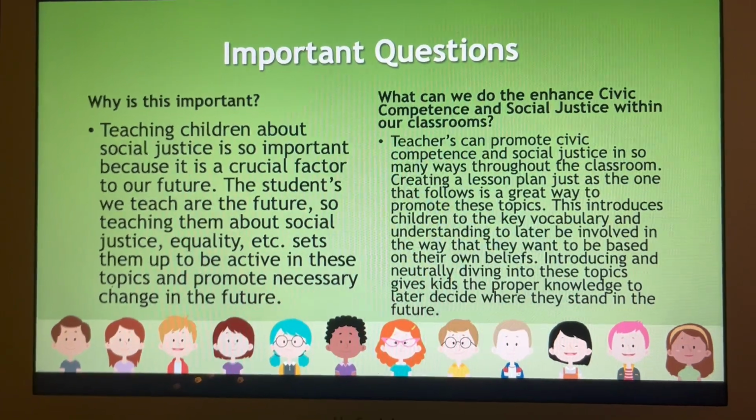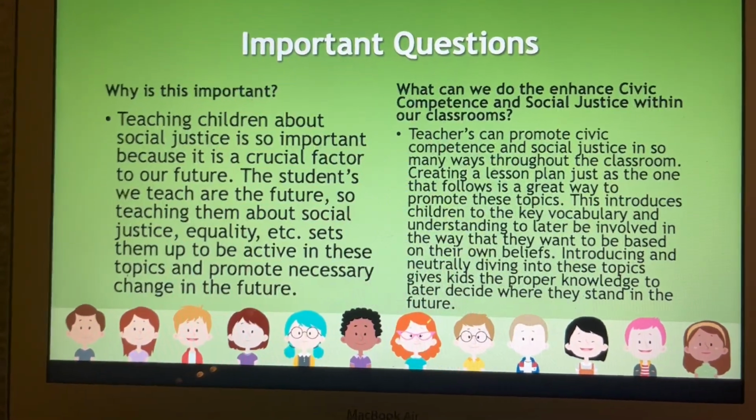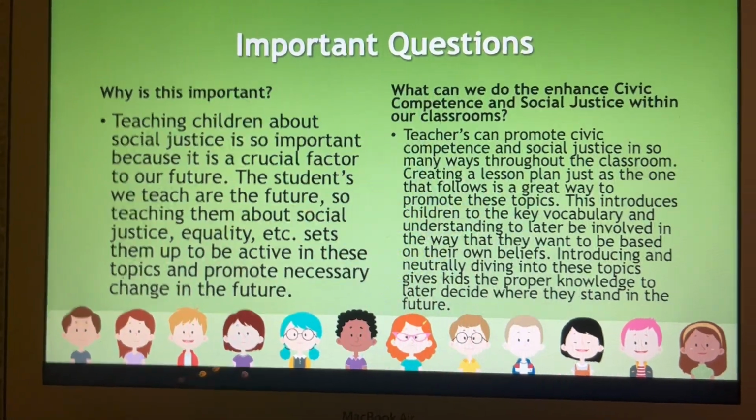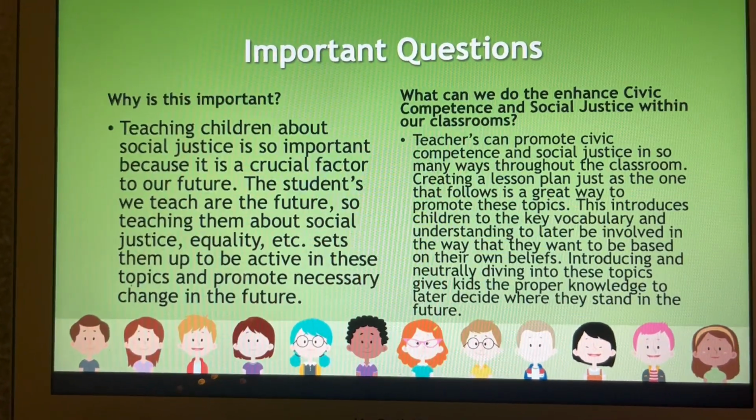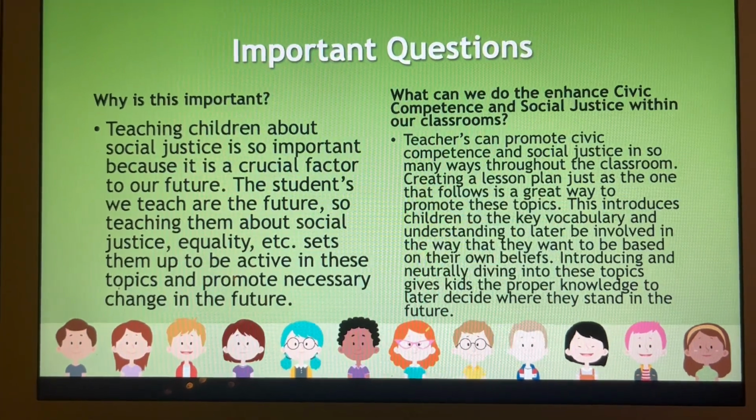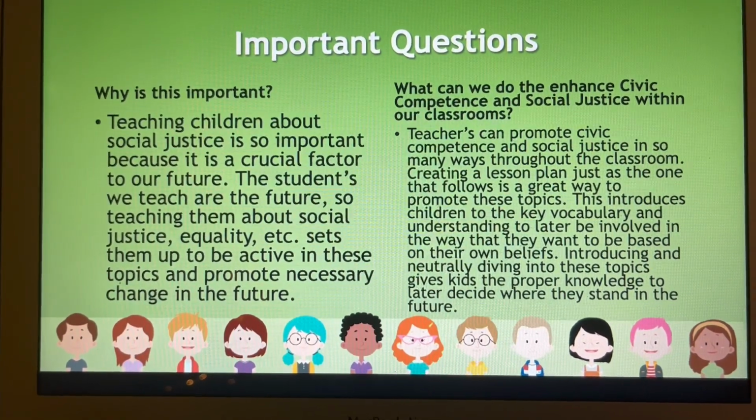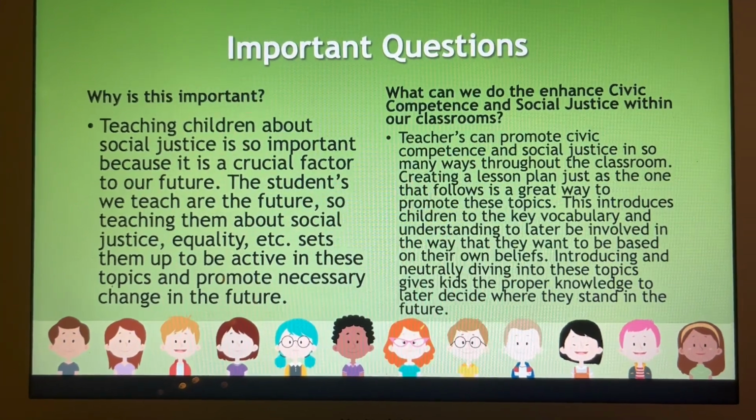So the important question: why is this important? I basically said that teaching children about social justice is so important because it's a crucial factor to our future. The students we teach are our future, so teaching them about social justice, equality, and things like that sets them up to be active in these topics and promote necessary change in the future.